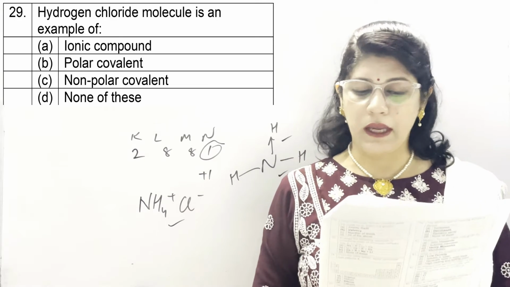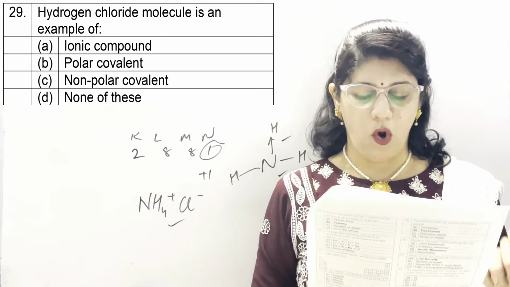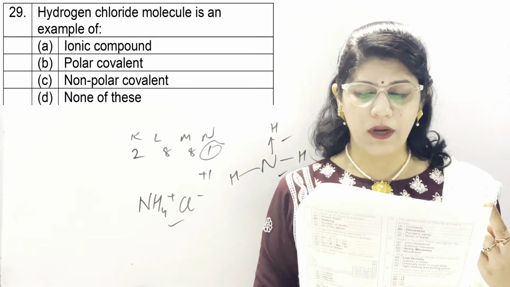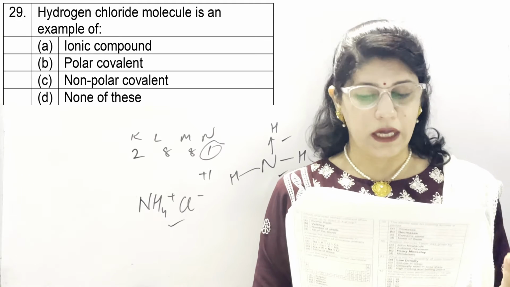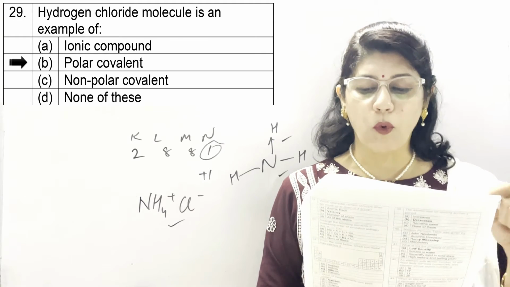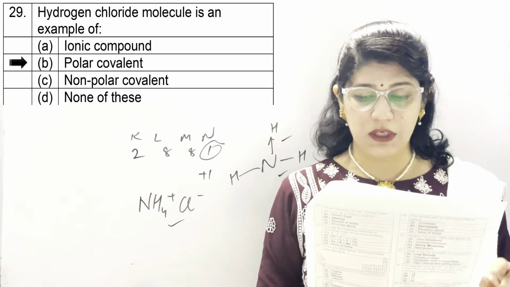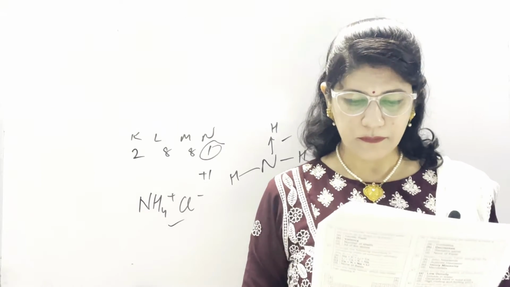Question number 29. Hydrogen chloride molecule is an example of, option number 1 is ionic compound, B is polar covalent compound, C is non-polar covalent compound, and D is none of these. So we know that hydrogen chloride is an example of polar covalent compound, because the electronegativity difference between hydrogen and chlorine is slightly higher.